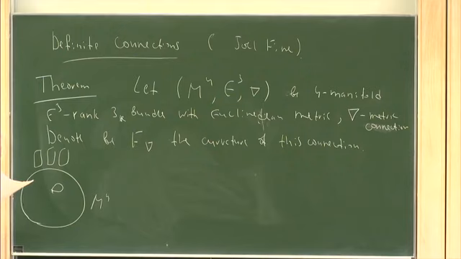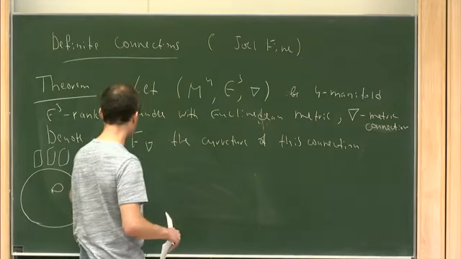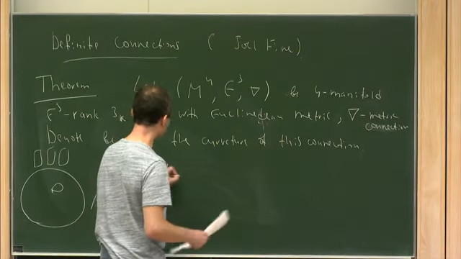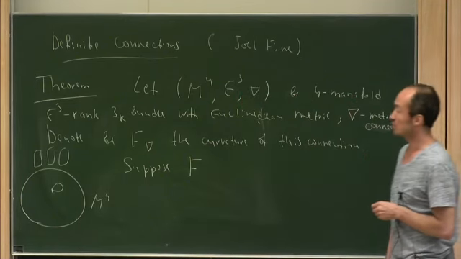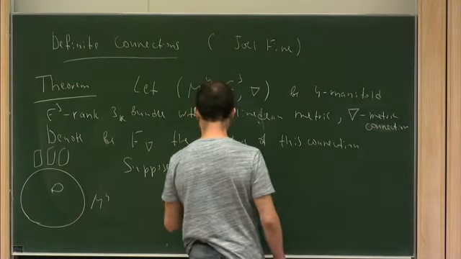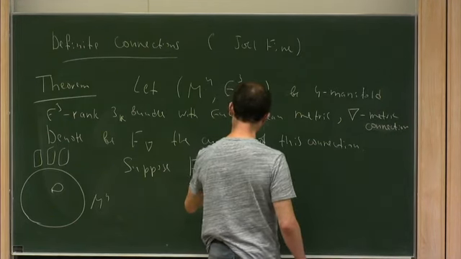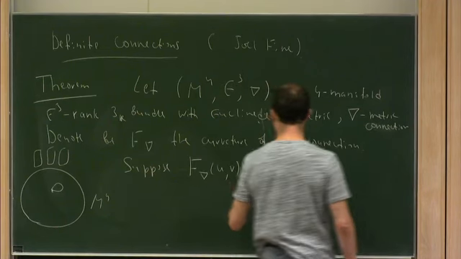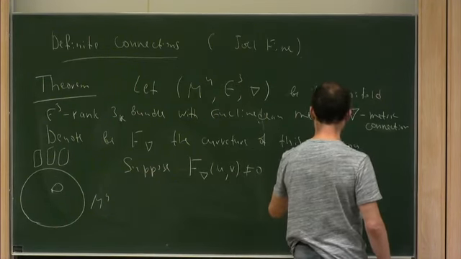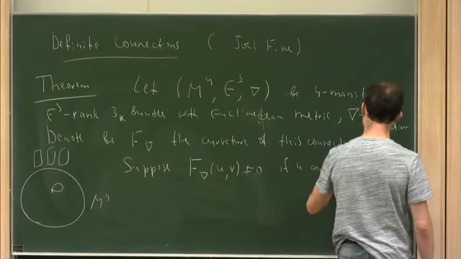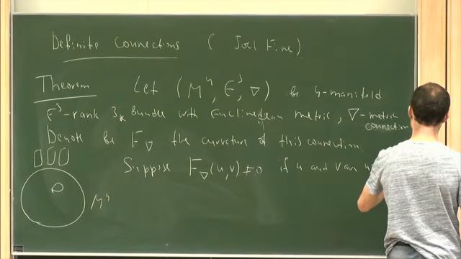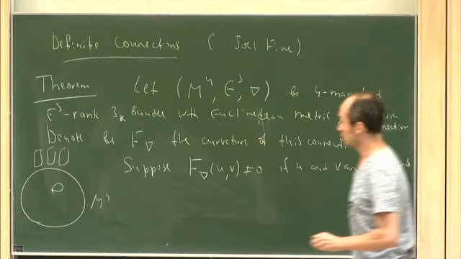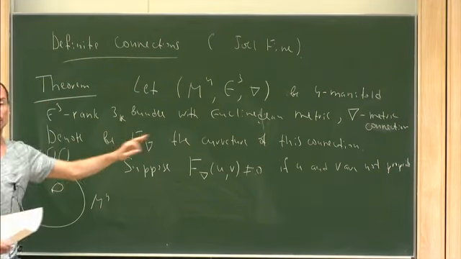And so we impose the following conditions. Suppose moreover that we have the largest possible non-degeneracy of the curvature: F nabla of u, v is always non-zero if u and v are not proportional. So this is the object that we are interested in.